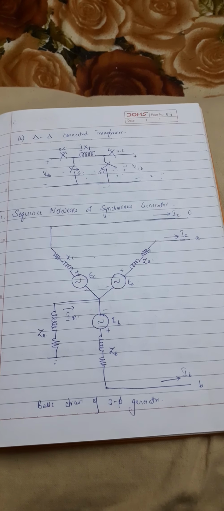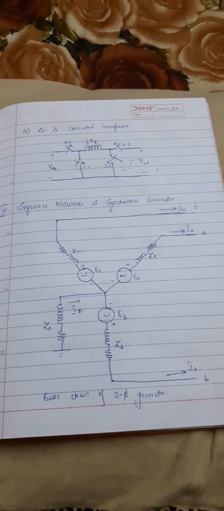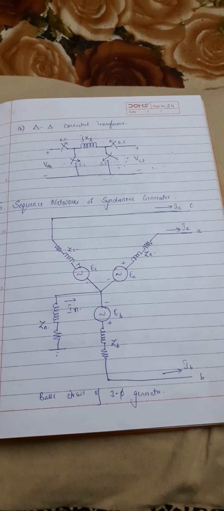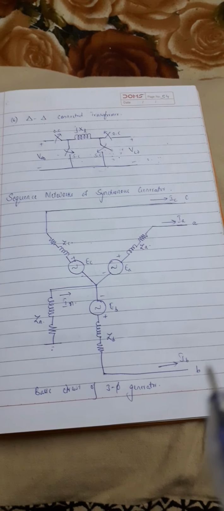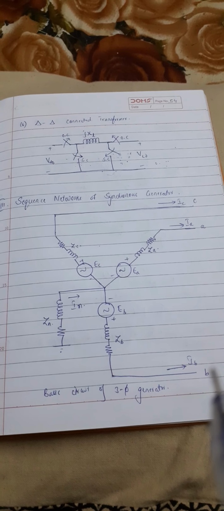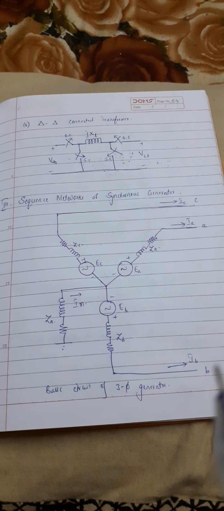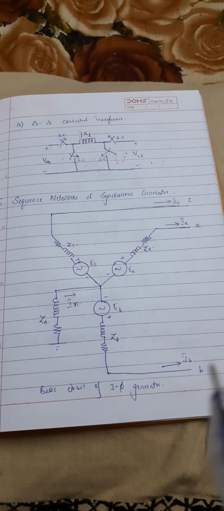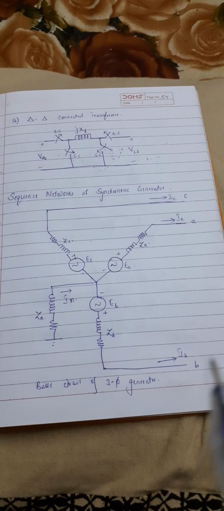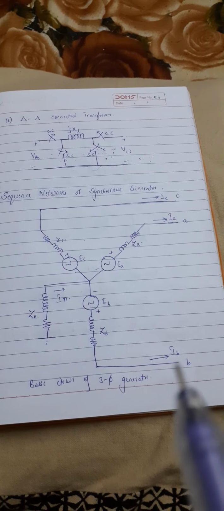Now coming to the sequence network of synchronous generator. So three phases are represented, A, B and C, and the impedances of each phase ZA, ZB, ZC, and the EMF which is developed is represented by EA, EB and EC. And we also have a neutral line whose impedance is denoted by Zn, and IN is the current which is flowing through the neutral line. And IA, IB, IC are the currents in the three phases respectively.